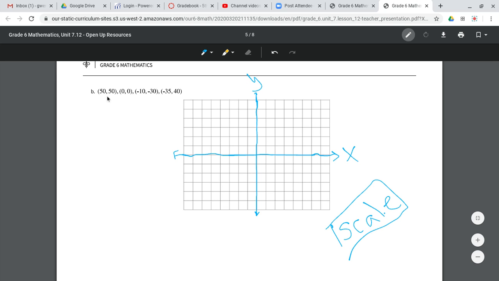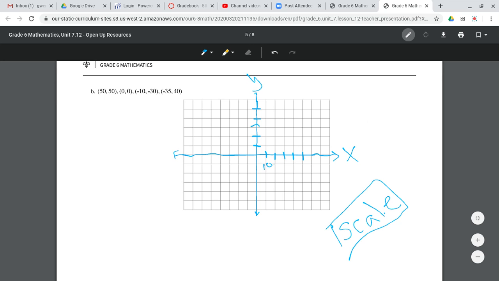All right, so looking at this, I'd say based on how far apart our coordinates are, going up by 10 would be a reasonable scaling for this. So there we've got 10, 20, 30, 40, and 50. And this will be the same. This will go 10, 20, 30, 40, and 50.